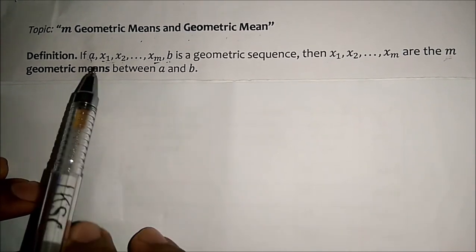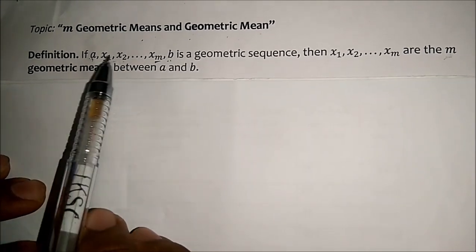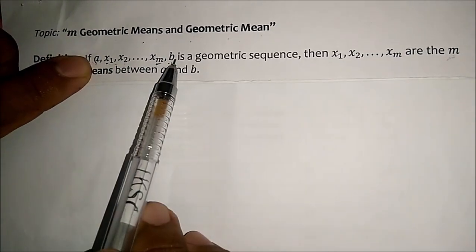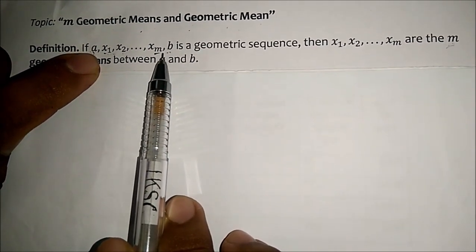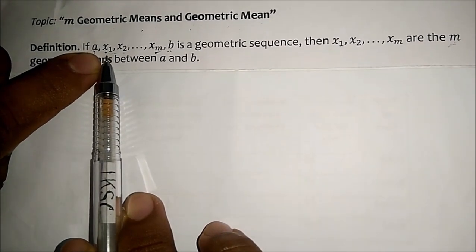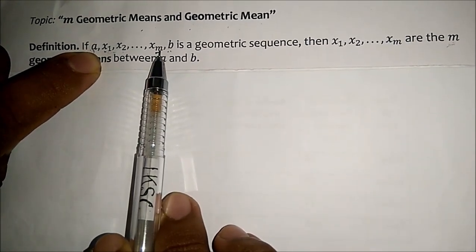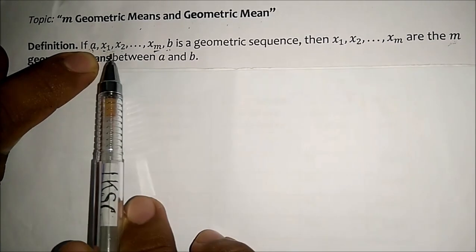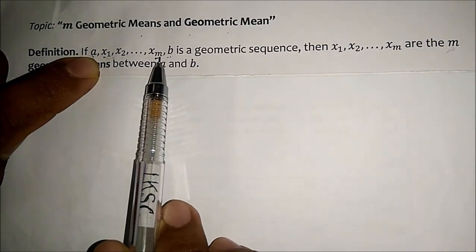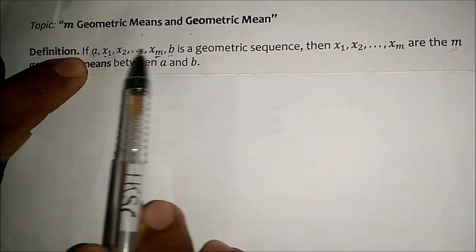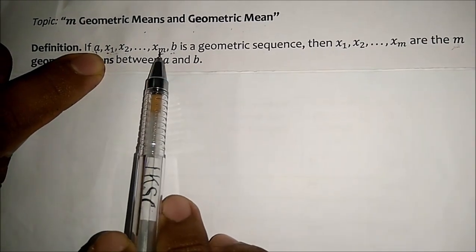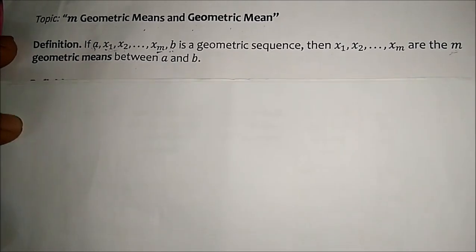Anong ibig sabihin? Kung ito ay geometric mean, then si A at si B ay extremes, geometric extremes. Lahat ng nasa gitna nila na terms, ang tawag doon ay geometric means. So in this case, we have m number of terms between A and B. So that would be m geometric means between A and B.